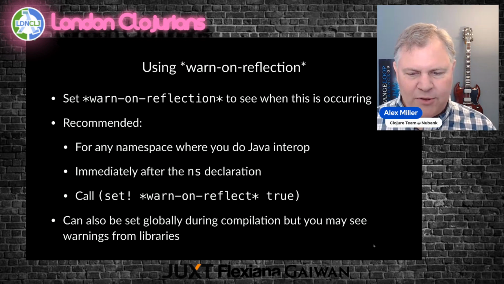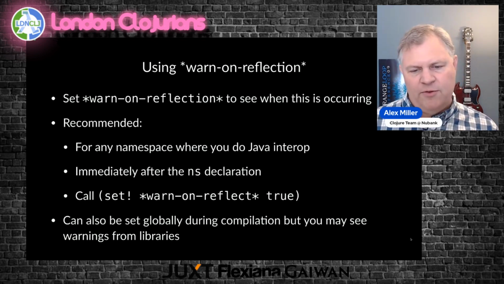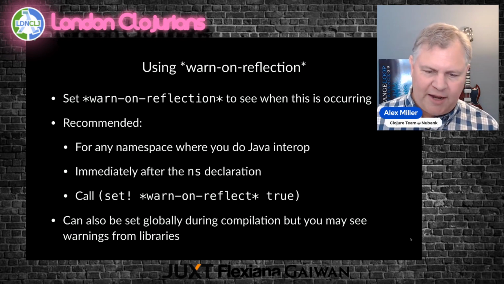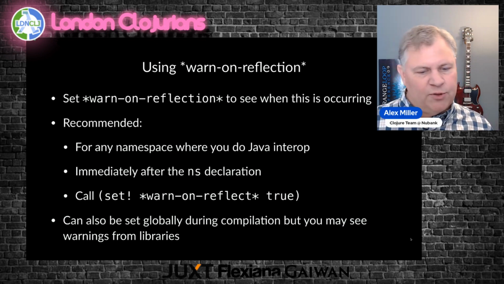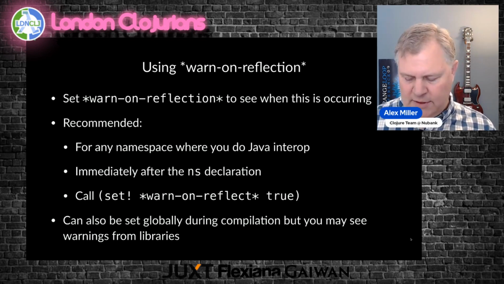You can also set it globally during compilation. Depending on your tool, you can do that different ways. If you do that, that's fine too, but you may be doing it more broadly than you need. You may also be checking it on some of your tooling, other libraries, things like that, maybe places that you can't actually make the changes to get rid of that reflection. So that may be too much.